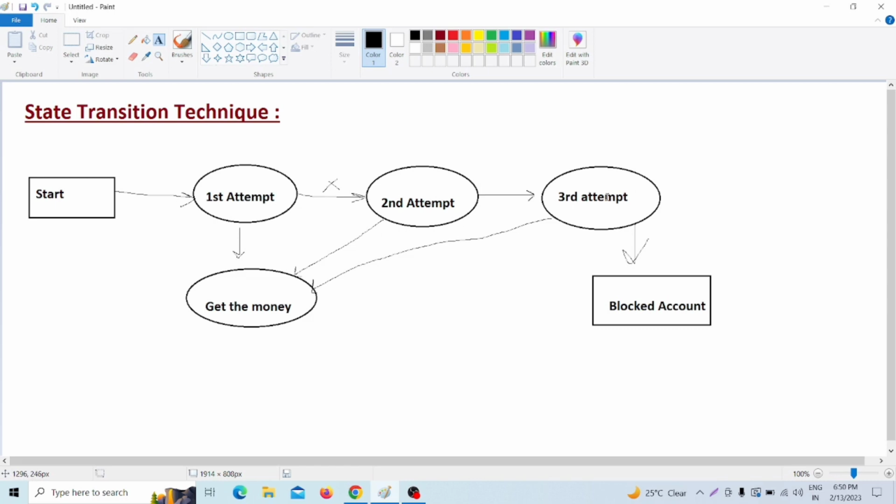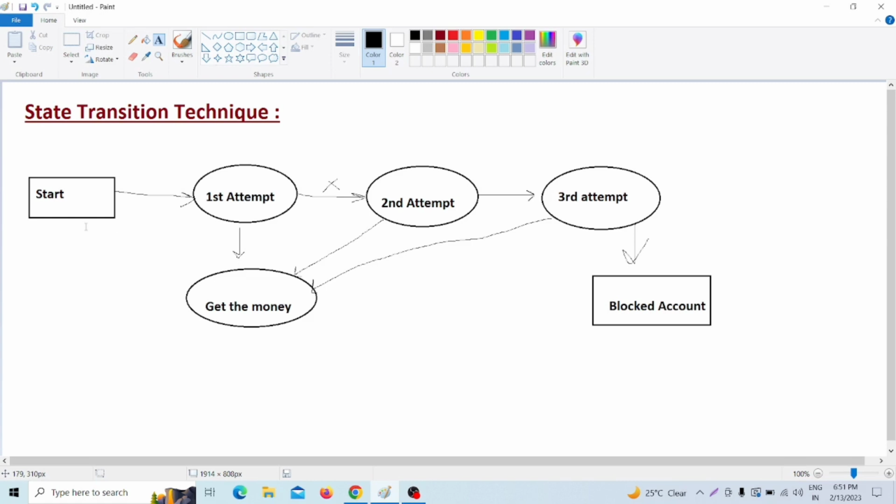So we have to check all the stages, and also here we can check both positive and negative input values. Positive input value means we are giving the correct pin number and we can get the money. What is the negative? If any user gives the wrong pin number, then he goes for the second attempt. So this is the negative one. That means in the state transition technique, we can get 100% test case coverage, meaning both positive and negative test cases. So this is one example for the state transition technique.